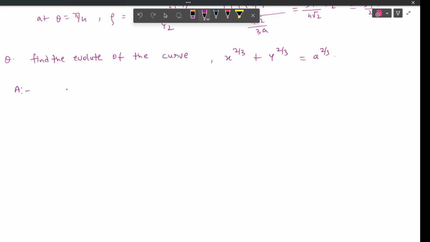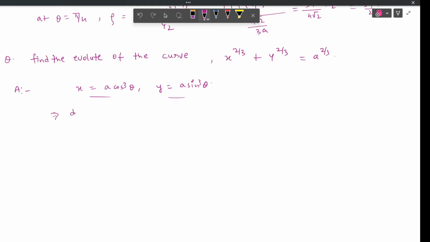So let us take the parametric form. For this you have to take x equals a cos cube theta and y equals a sin cube theta. This is for our convenience. We have taken x and y in this format because cos cube and the power 1 by 3 will cancel out. That's why we have taken it in this format.